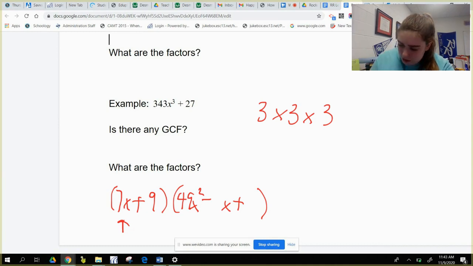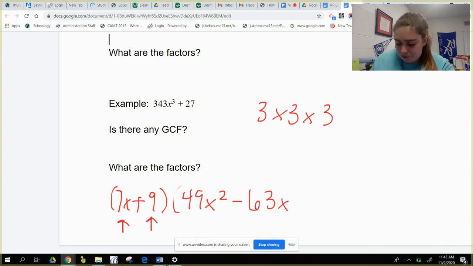Let me rewrite that because I'm writing it way too close together. 49x squared minus 21x. And then our last term is going to be the second one squared. So plus 9. Okay, so there are the factors listed out for that one.